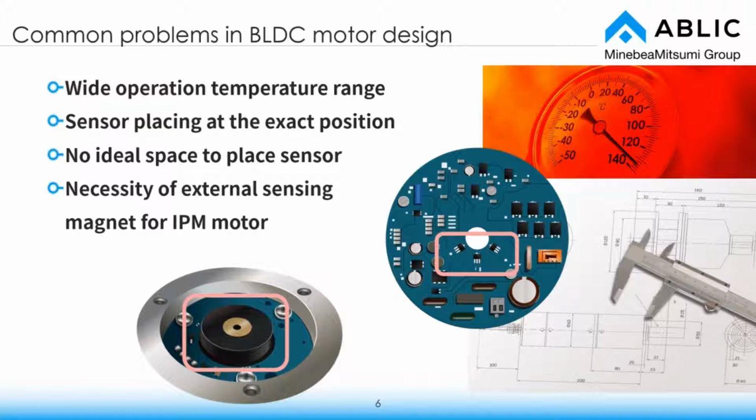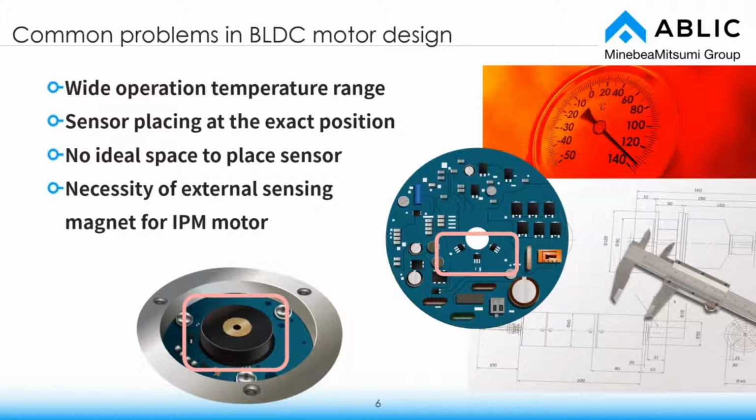The third one is sensor placement. As you can see in the illustration, it would be nice if the PCB area were large enough to place the sensor in an ideal position, but in reality, a lot of electronic parts need to be mounted in a limited area. There are disagreements among the members of the development team about which constraints to prioritize.